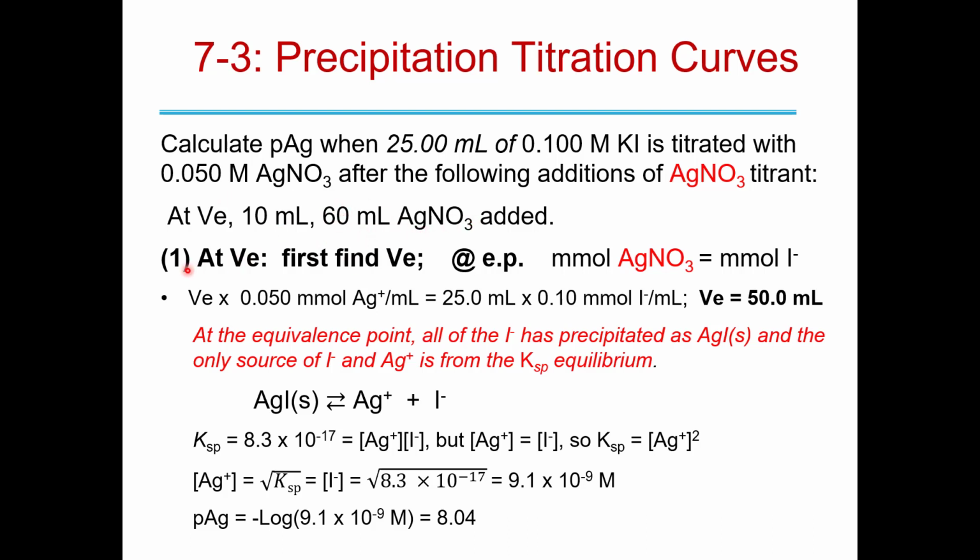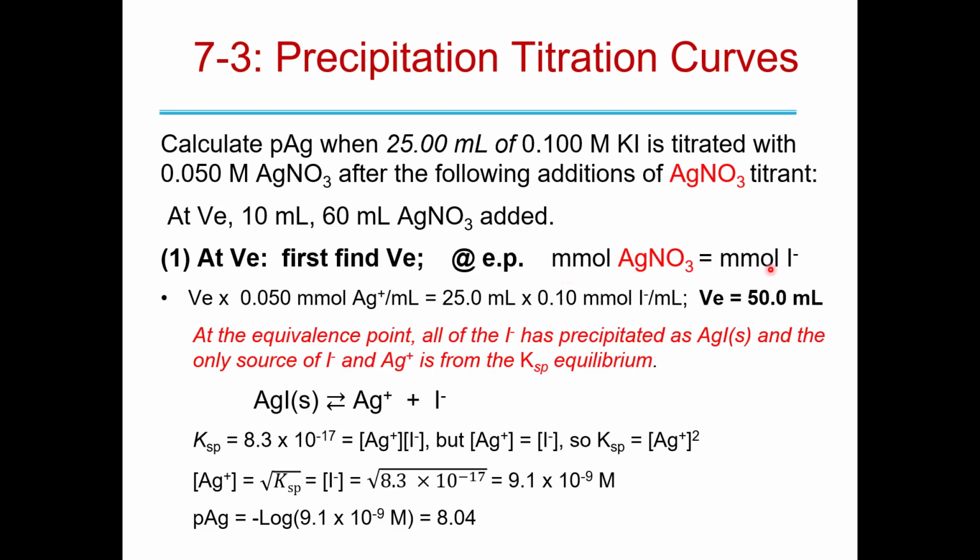So our first step, let's figure out what the equivalence point volume is. We need to figure out this volume so we know whether we're before, at, or after the equivalence point. So we're going to find that first, and then we need to find the pAg value there. All right, so first things first, we know at the equivalence point that we've added just enough moles of silver nitrate to react with all of the moles of iodide that were in our solution. So those two have to be equal.